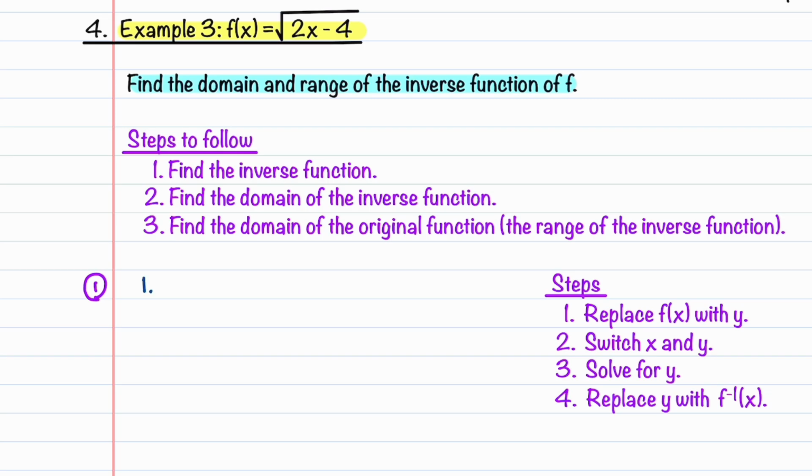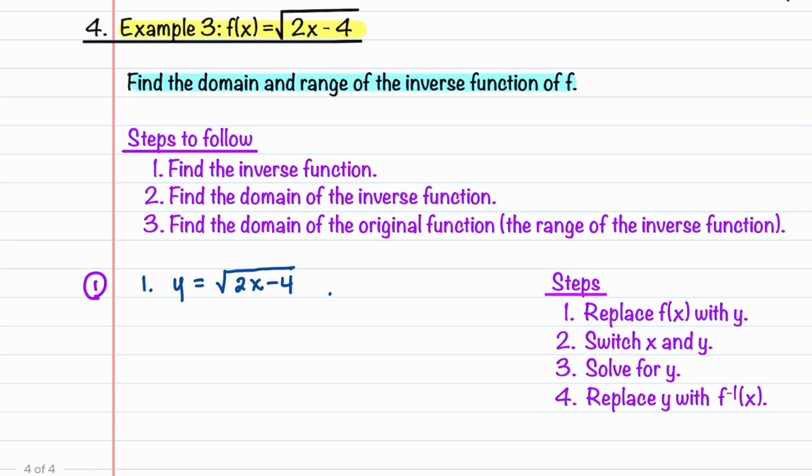The first step is to replace f of x with y. So we have y is equal to the square root of 2x minus 4. Let's make a note about what y can be. Notice that y is a square root. A square root cannot be negative. So let's make a note that y is greater than or equal to 0. I'm going to highlight that because I honestly think that's one of the hardest parts of this problem, is knowing to write that down. Now let's go on to our second step.